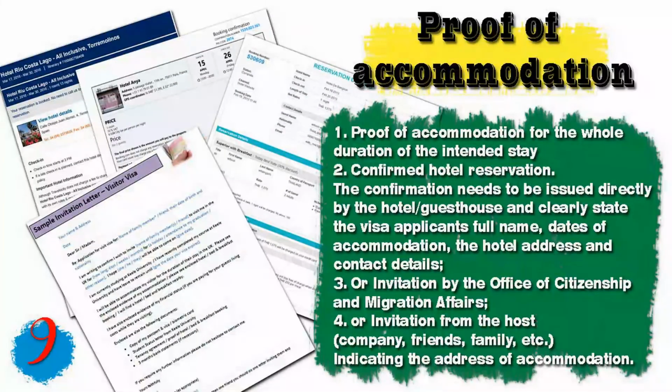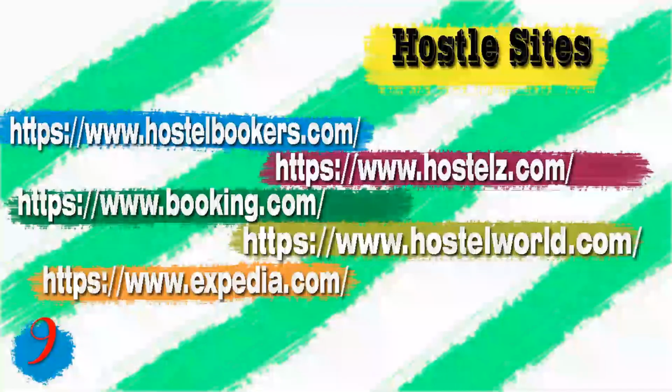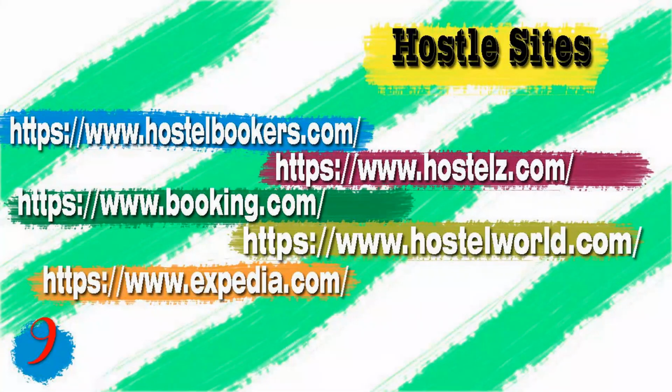In case you don't have a hotel reservation, you will need an invitation by the Office of Citizenship and Migration Affairs or an invitation from a host. The host can be a company, friends, or family, and it should indicate the address of accommodation. And those are some sites you can use to book your accommodation.